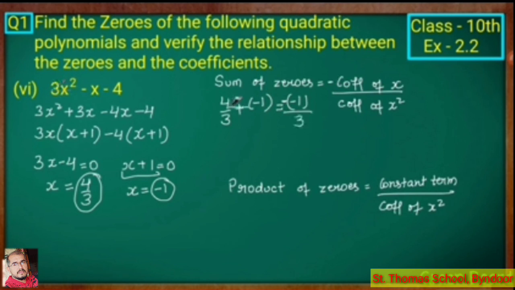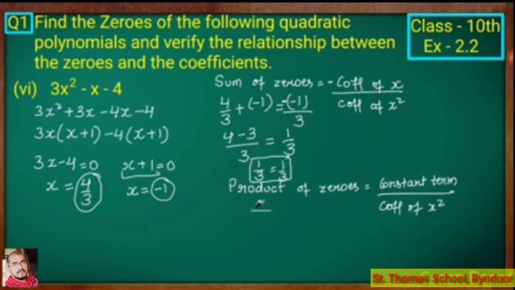Now on the left hand side we have to take the LCM. 4/3 plus into minus is minus, so 3 is the LCM. So minus 3 divided by 3 equals, minus into minus is plus, we are getting 1/3. Now 4 minus 3 is 1, divided by 3, equals 1/3. So the two sides are verified to be equal, 1/3 and 1/3.